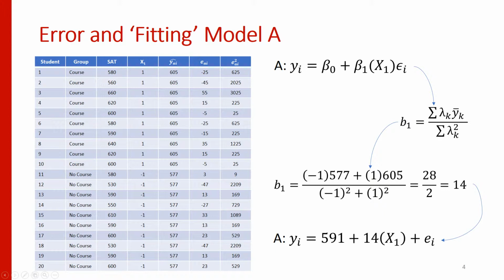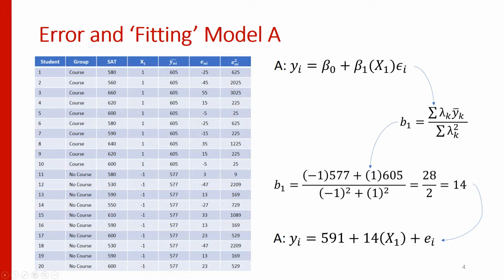That was their average SAT score. And we'll multiply that by the code for that group, which was -1. And then we'll add to that, right, because we're summing. We add to that 1 times 605, because 605 was the mean of the SAT scores for people who took the course, and it's getting multiplied by 1 because that was the code for people who took the course. So that's -577 plus 605, and then we divide that by the sum of the two codes squared.